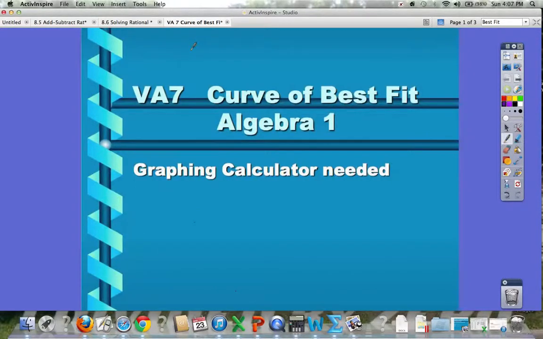All right, this is the curve of best fit section. It's called VA7 in your book. We're going to be using our graphing calculator. You must have one of these in order to do this section. So grab one and get ready to roll.